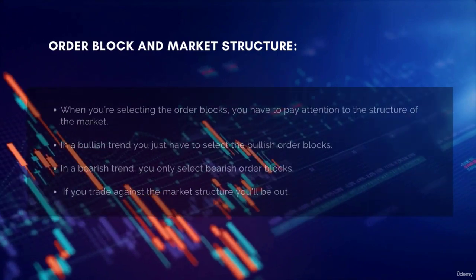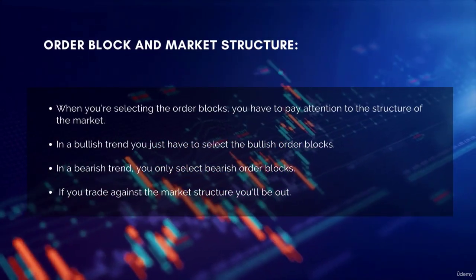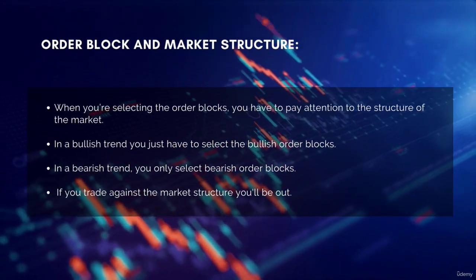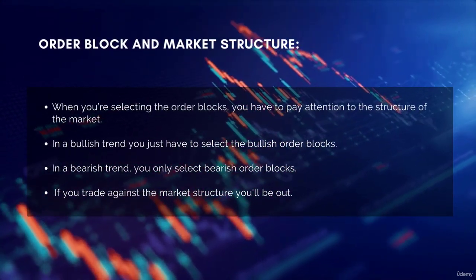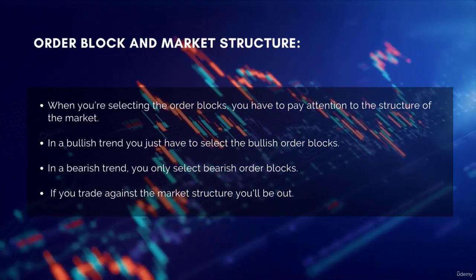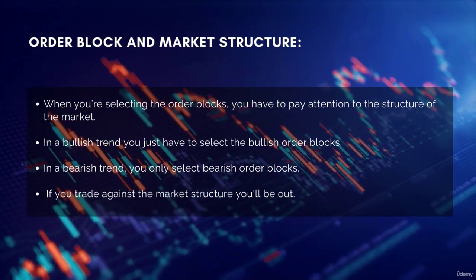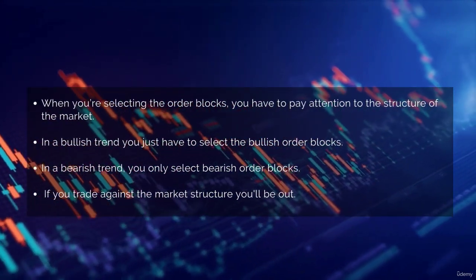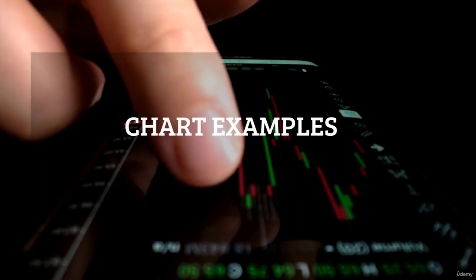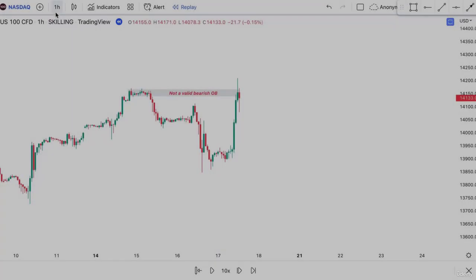Order block in market structure. When you are selecting the order block, you have to pay attention to the structure of the market. When the trend is bullish, you just have to select the bullish order blocks. The same for a bearish trend: you only select a bearish order block. If you trade against the market structure, you'll be out. Let's move on now to a chart example to clear things for you.